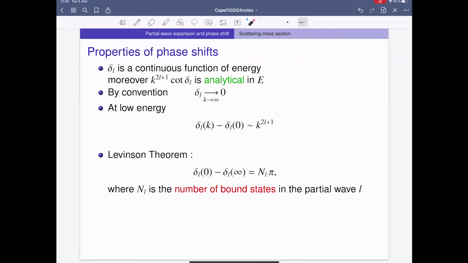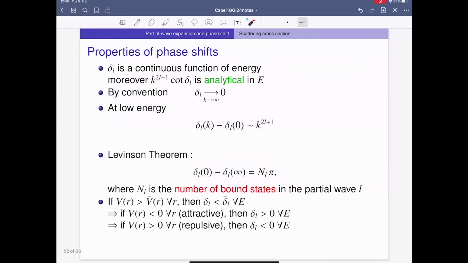The value of the phase shift between zero and infinity is also related to the number of bound states that the potential hosts in that partial wave. The difference between the phase shift at the origin and at infinity is N_L times pi, where N_L is the number of bound states in the partial wave L. You can also demonstrate that when one potential is larger than another at all values, the phase shift is lower than the phase shift in the other potential at all energies. So there are two applications: when the potential is attractive, the phase shift will be positive, and the wave function is shifted towards the short distances. When the potential is repulsive, when it's positive, the phase shift is negative, so the wave function is pushed away from zero.